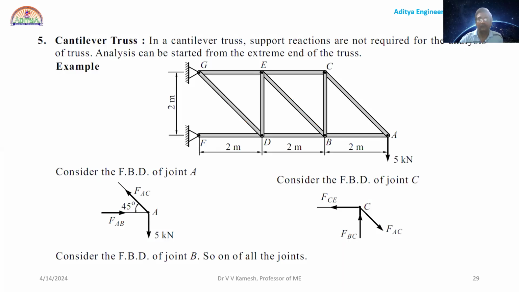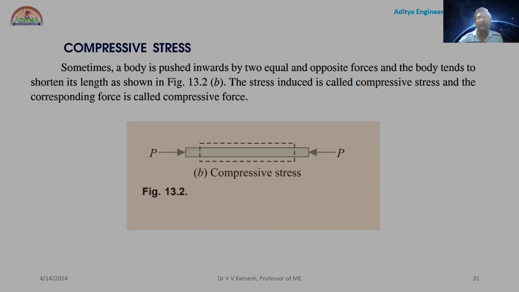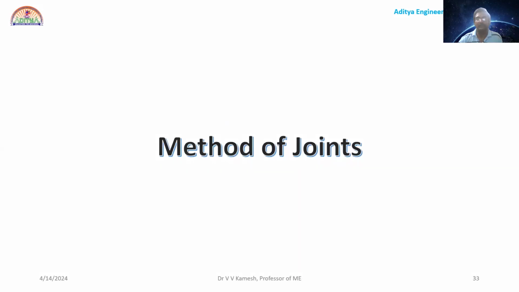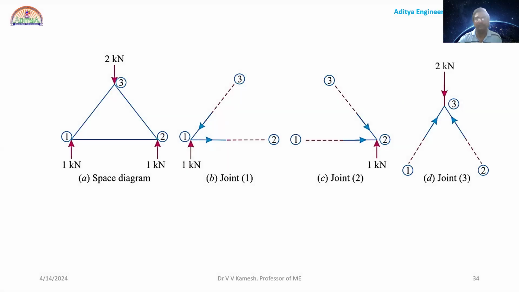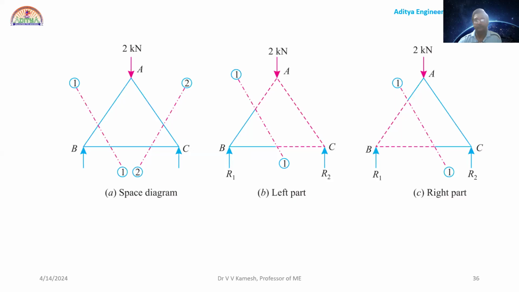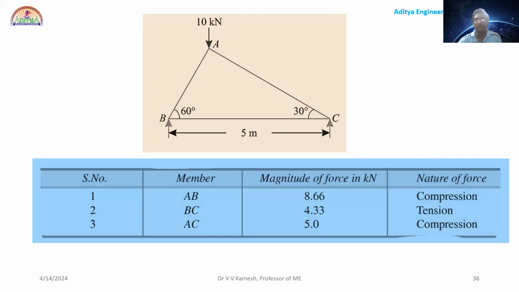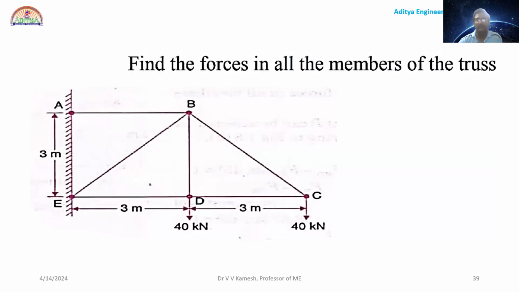Now we'll check one problem. This analysis will have the method of joints and the method of sections. Now we'll go to the method of joints. Each and every joint is given a free body diagram and we need to solve joint by joint. Finally, we are showing the force table like this. Now we'll find the forces in all the members of the truss.